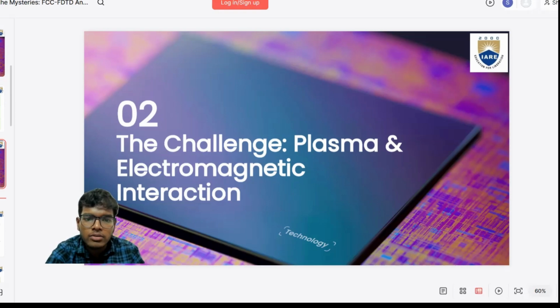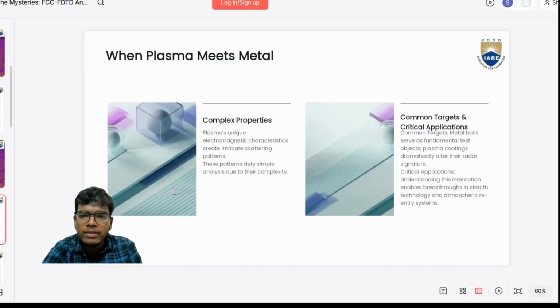The challenge: plasma and electromagnetic interaction. The key problem we are addressing is the scattering behavior of a plasma coated metal sphere. Especially, we want to understand how the presence of plasma changes the scattering pattern compared to a simple metal sphere without coating. Another important question is whether the FCC FDTD method can provide more accurate simulation results compared to the traditional FDTD method.